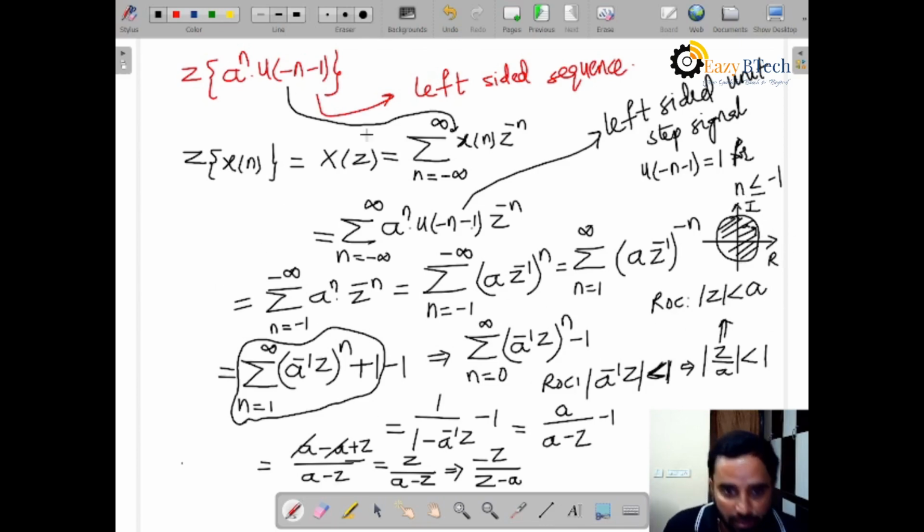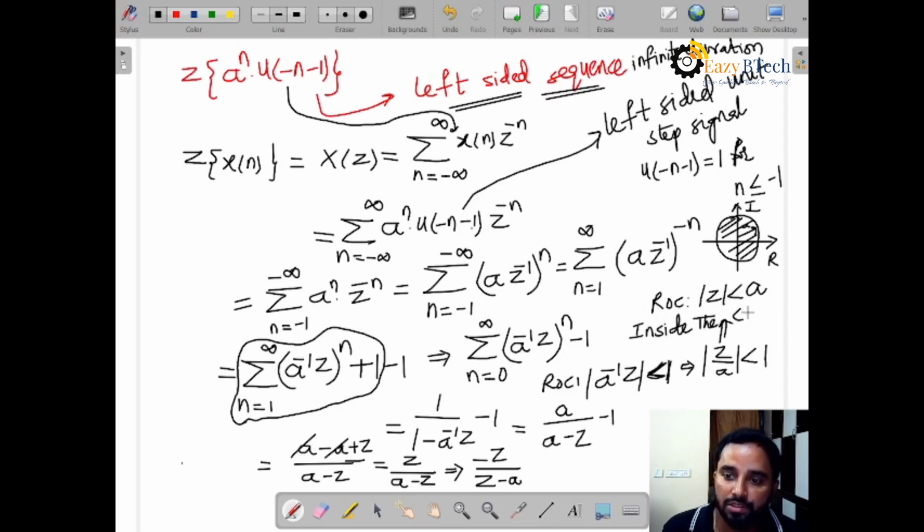So what this problem is saying is that if you take the left-sided signal of infinite duration, going up to minus infinity, left-sided sequence, infinite duration, the ROC is inside the circle. That I am writing: ROC is inside the circle. So this is also a point in the properties of ROC.